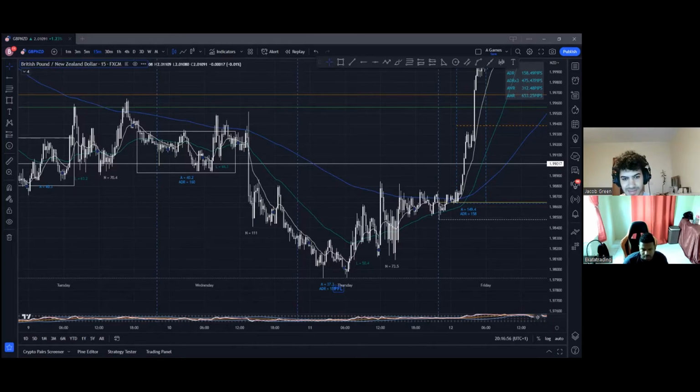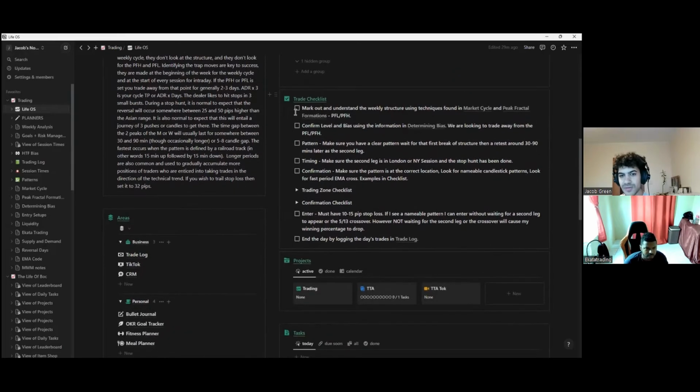Here, so firstly, I mark out and understand the weekly structure, which is what I've showed you first. I want to anticipate where the next week is going to take us with the peak fractal lows and the highs. All right. Take that off, confirm my level, my direction, bias, and then I'm looking for a pattern. So I'm looking for a break of structure and a retest, and the timing to be complete.